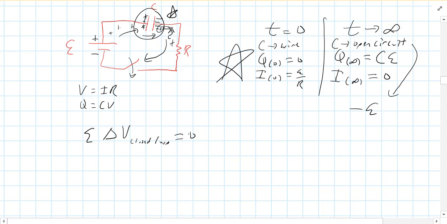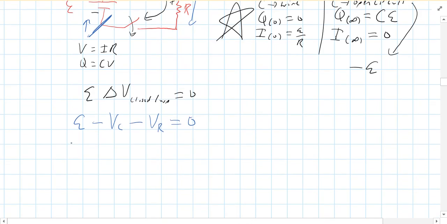Okay, so if I start here and go clockwise, what do we have? Well, we have the battery voltage, that's E. And then we're going to have the voltage of the capacitor, that's going to be a drop. If you go from the plus side to the minus side of the capacitor, you're losing voltage. And then you're going to have the voltage drop of the resistor. When current goes through the resistor, you lose voltage. And then you're back to where you started, so that's got to be 0.